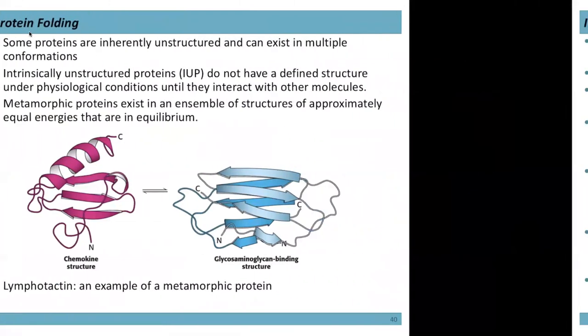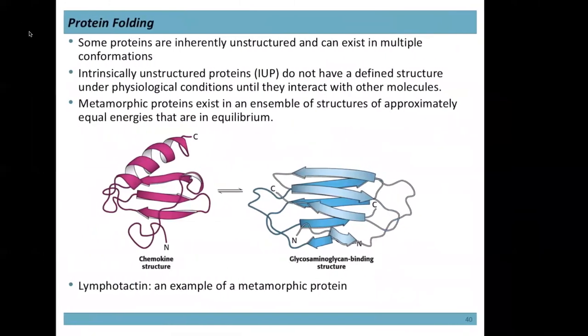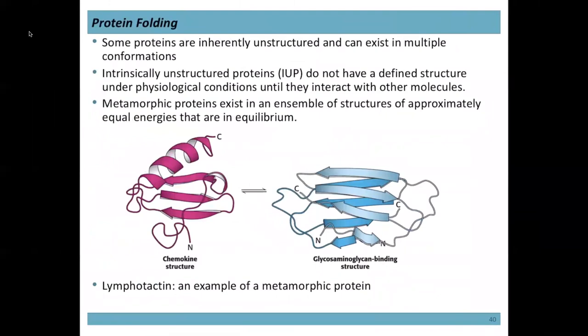And so protein folding, some proteins are just inherently unstructured and can exist in multiple conformations. So you can refer to them as IUPs, intrinsically unstructured proteins. So they don't have a defined structure. It actually depends on the physiological condition or the other proteins that they're interacting with. So you can refer to them as kind of metamorphic. They can change. And so here is an example of one.